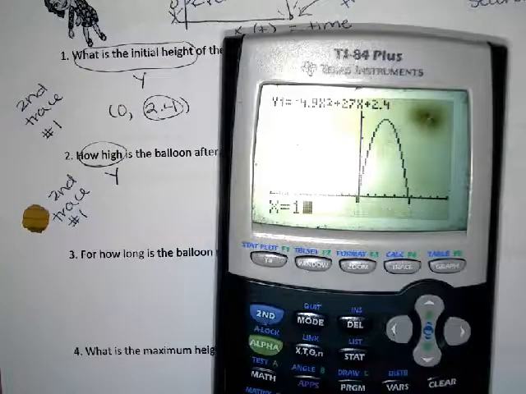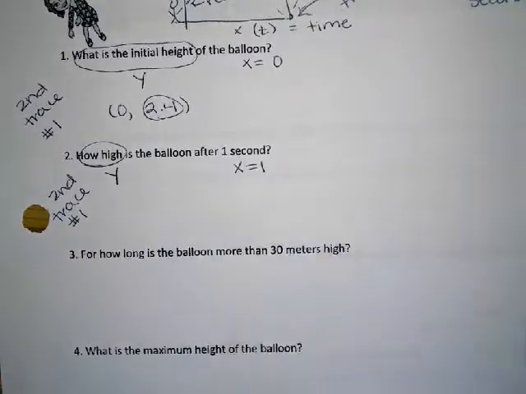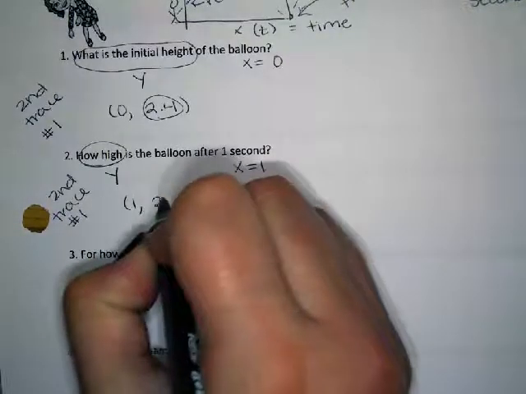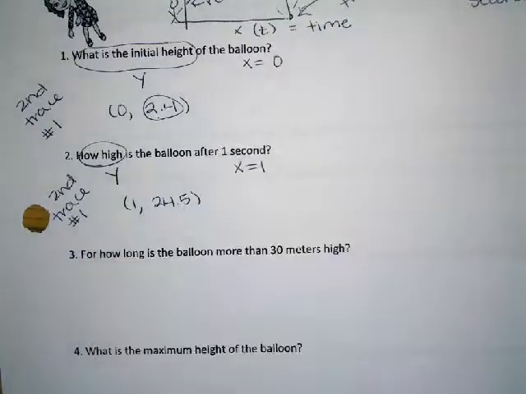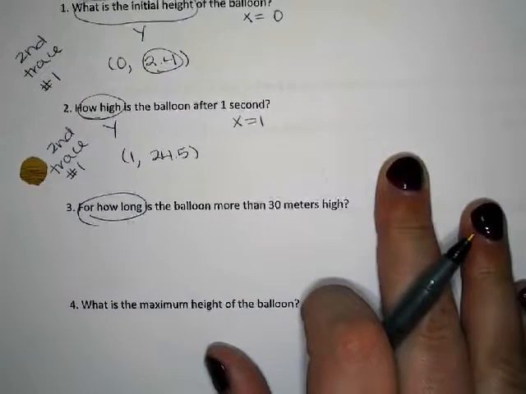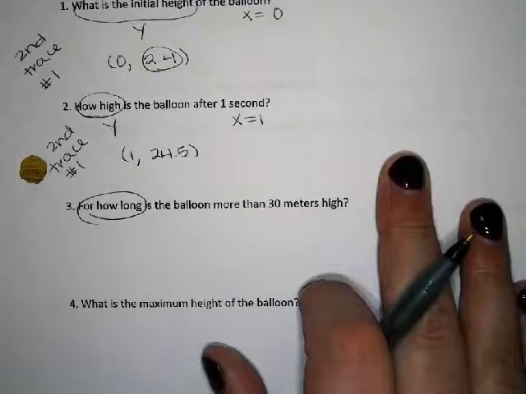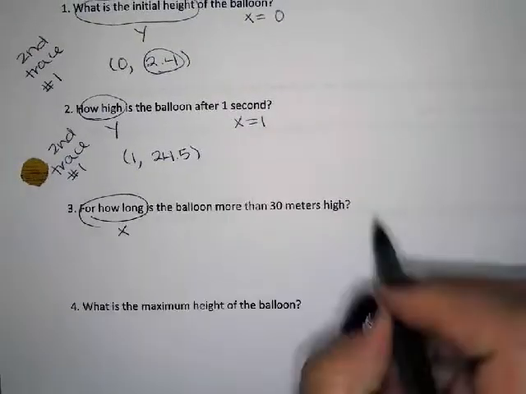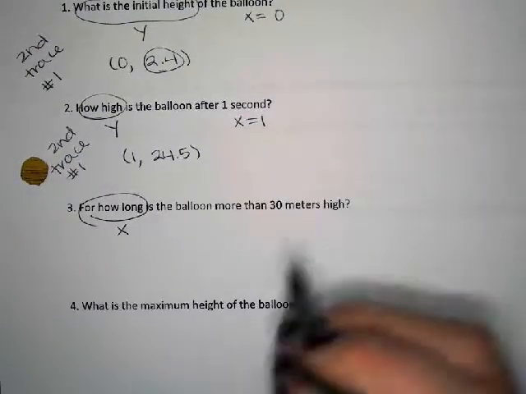Okay. All right, this one says for how long? If it says for how long, that's X because that's time. Okay, so then that means they gave you a Y value. Which Y value did they give you? Greater than or equals? No. Yeah, you're right. Or greater than or equals to 30.